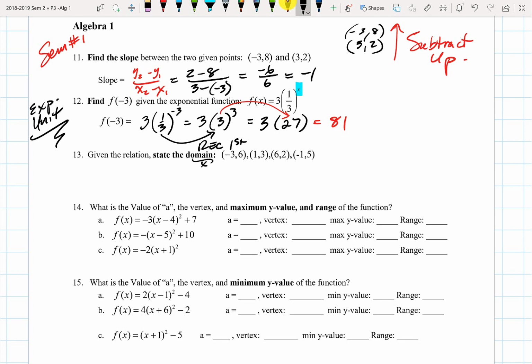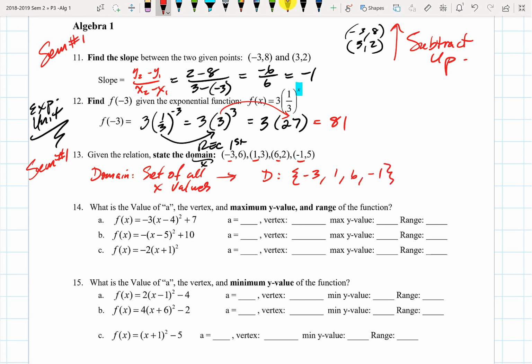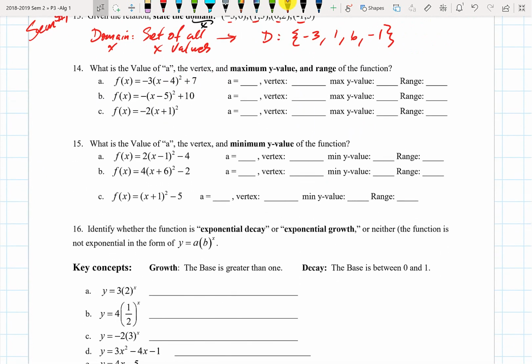State the domain, the set of all possible x values. Again, this is semester 1. What you have to know there is that the domain is the set of all the x values. So in the domain, I see -3, 1, 6, and -1. So -3, comma 1, comma 6, comma -1. It's a set of x values. It's that simple.